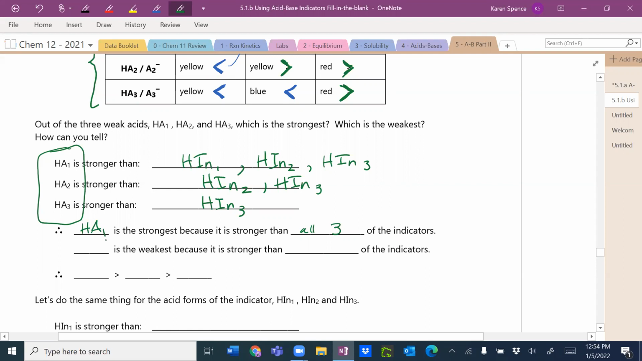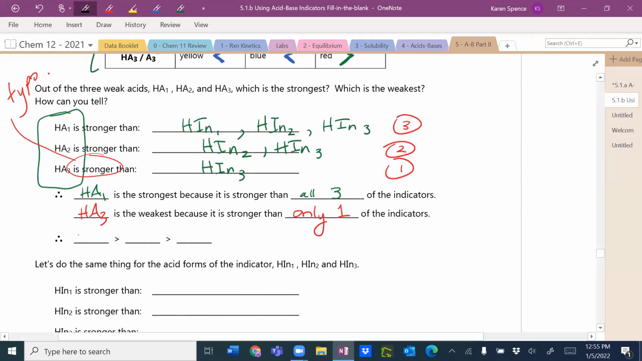Who is the weakest of the weak acids? HA3, because it is stronger than only 1 of the indicators. So this is stronger than 3, this is stronger than 2, this is stronger than only 1. So if we were to write our acids in order, we would say that HA1 is stronger than HA2 is stronger than HA3.